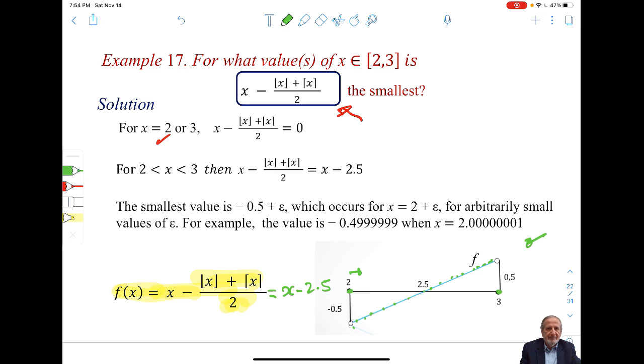So all you have to do is add an epsilon amount to x to get a very small number. So for example, the value is minus 0.4999 when x is 2.000001. So it will look very close to -0.5, but it will never reach it because it's 0 when x is 2.